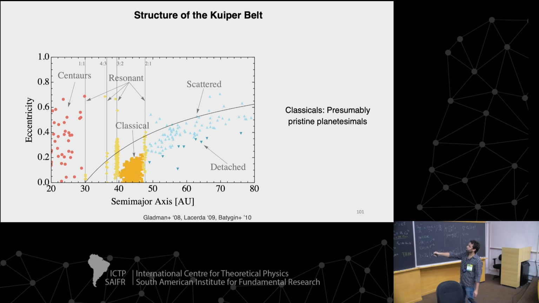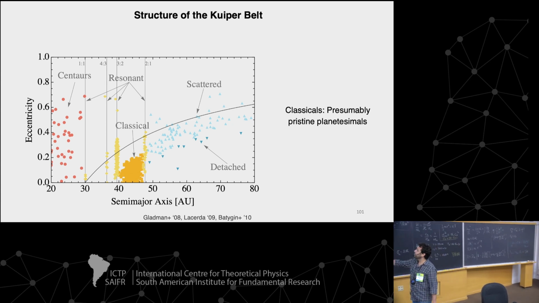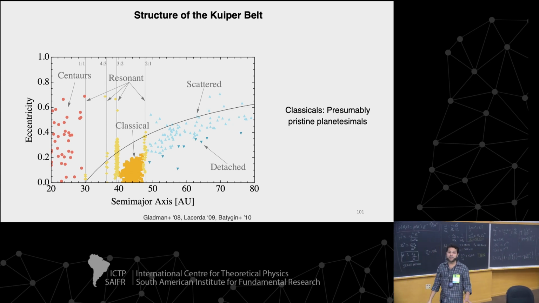And we call these objects here the classical objects, right? So these are objects that are in orbits that have very minimal or zero interaction with the giant planets. They probably formed in these orbits between 40 and 50 AU and have been in deep freeze in the Kuiper belt ever since then. So these are our best bets to find the presumably pristine planetesimals.